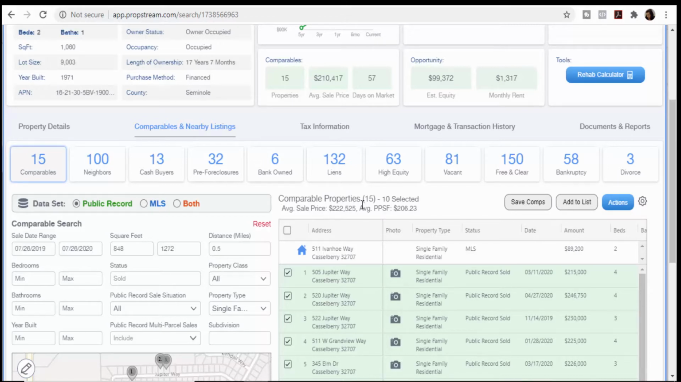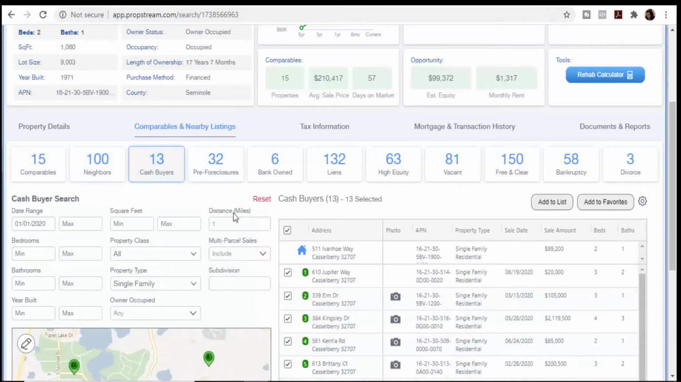Okay, so now if we're on the phone with a seller and they want an offer right now and you don't have a whole lot of time to go through these comps and see which one it is closest to, we're going to go to our cash buyers. Okay, make sure we're a mile out and we have single family only because this is a single family property.